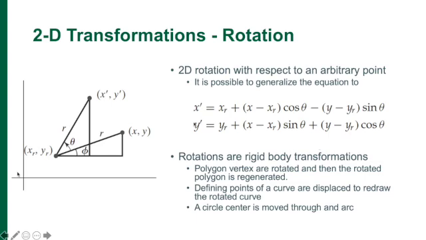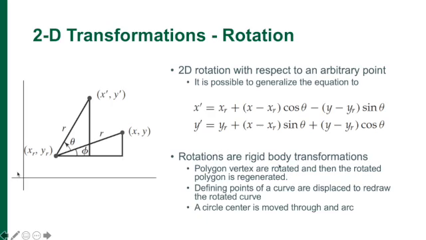If the 2D rotation is with respect to an arbitrary point, then it is possible to generalize the previous equation, as we can see here. So in this case, x, that originally was this distance, now since this is not the origin, we need to define which is this distance. This is x minus xr, where xr is the rotation point. Similarly for y, this will be the original y minus the rotation point in y.